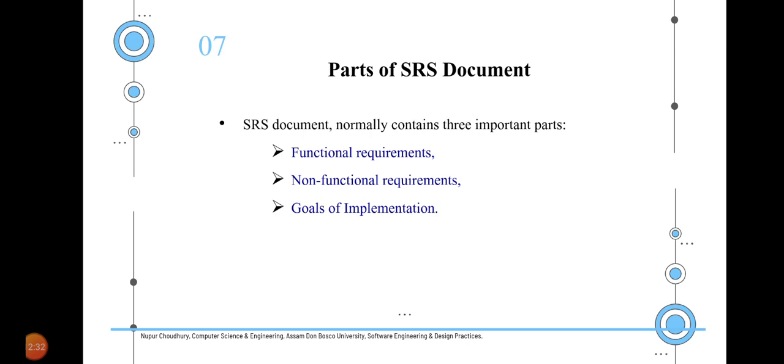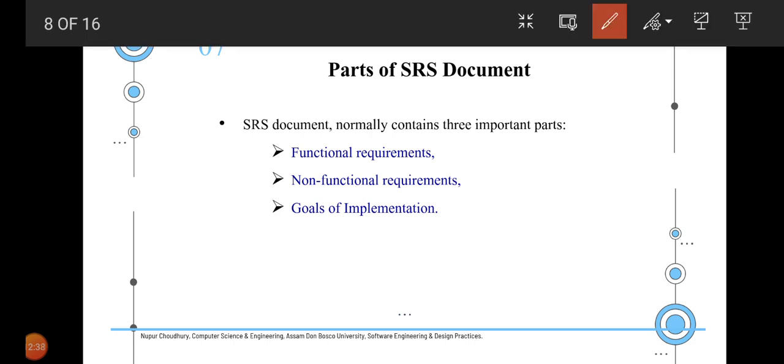Now, coming to the parts or the structure of an SRS document, it normally contains three important aspects. The first one is the functional requirements, the second one is the non-functional requirements, and the third one is the goals of implementation. Now, functional requirements, as the name suggests, consist of various functions. All the activities going on inside a particular software can be broken down into smaller functions.